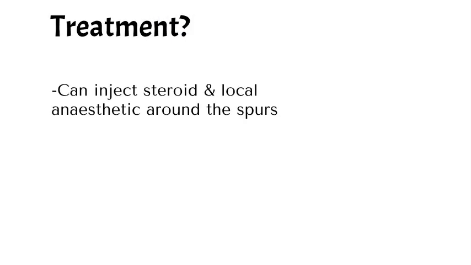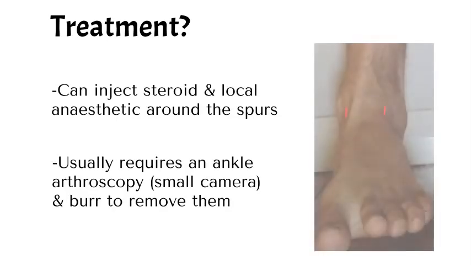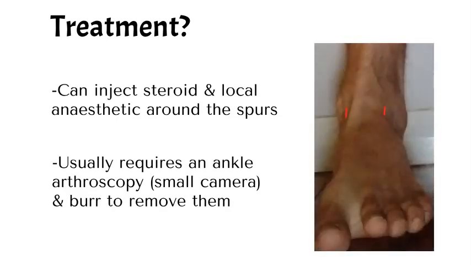In regards to treatment, you can inject it with steroid or a local anesthetic around the spurs, but most of the time we've got to do what's called an ankle arthroscopy with 2 little cuts, as in the picture there, and we use a little burr to actually remove them, and usually back to work or sport within 3 or 4 weeks afterwards. It's a pretty good operation.